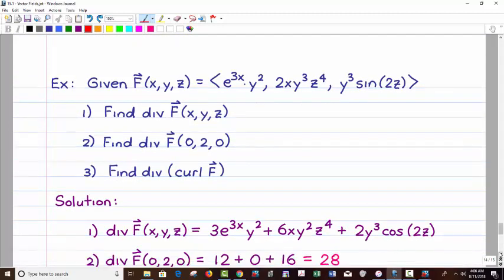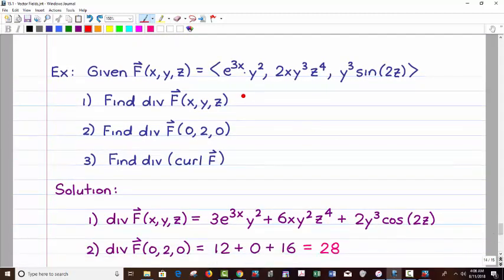So let's take a look at this example. Divergence, just in terms of x, y, and z. Then we'll put in (0, 2, 0). Okay, this was kind of interesting. We got an e in there and got a sine in there. Good chain rule practice.